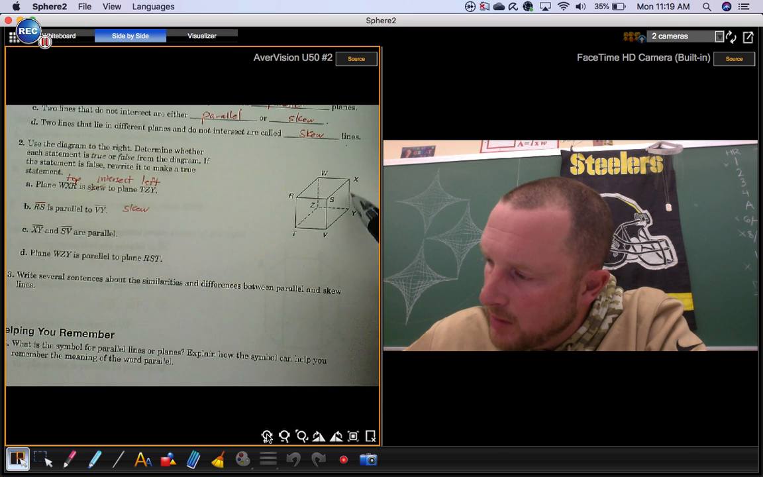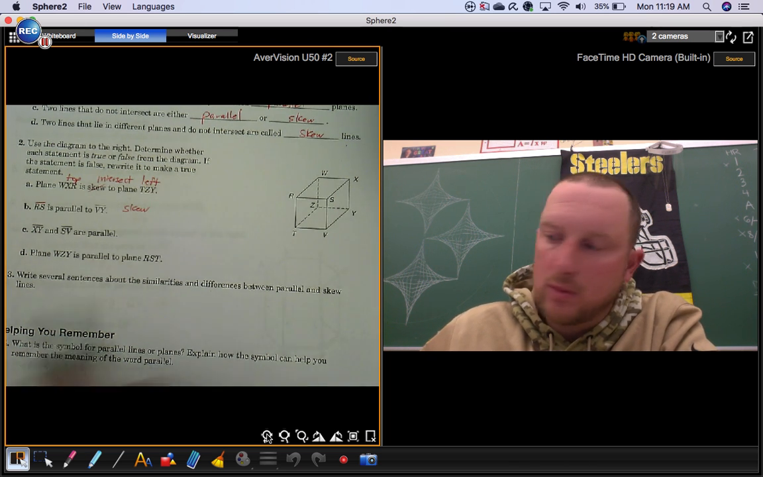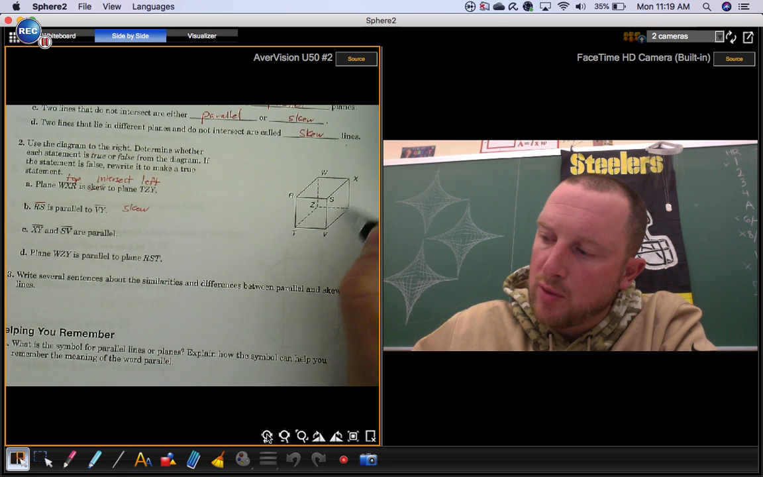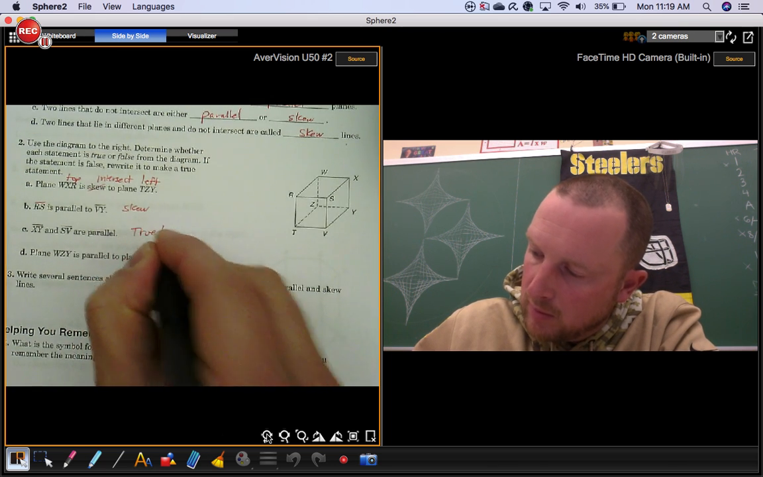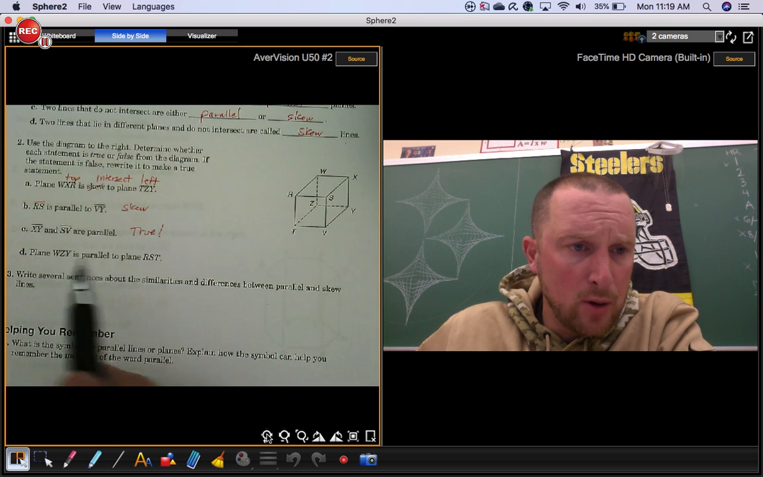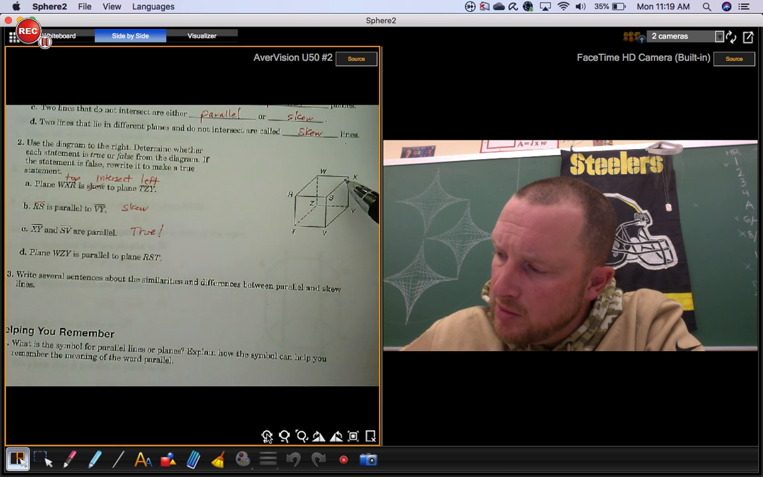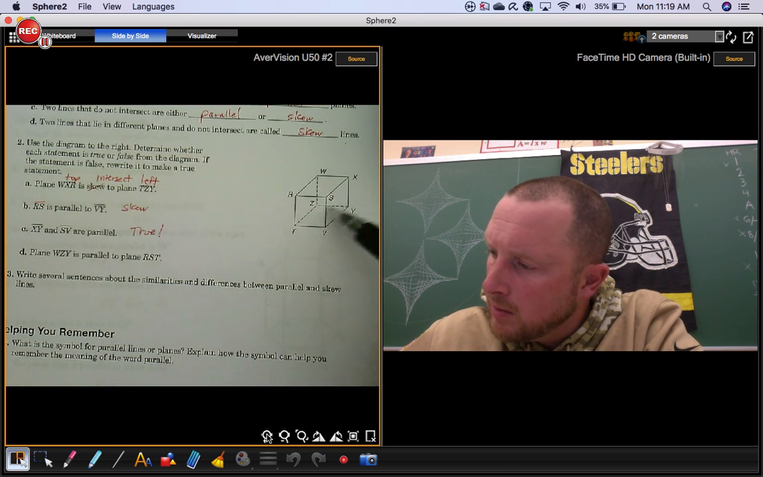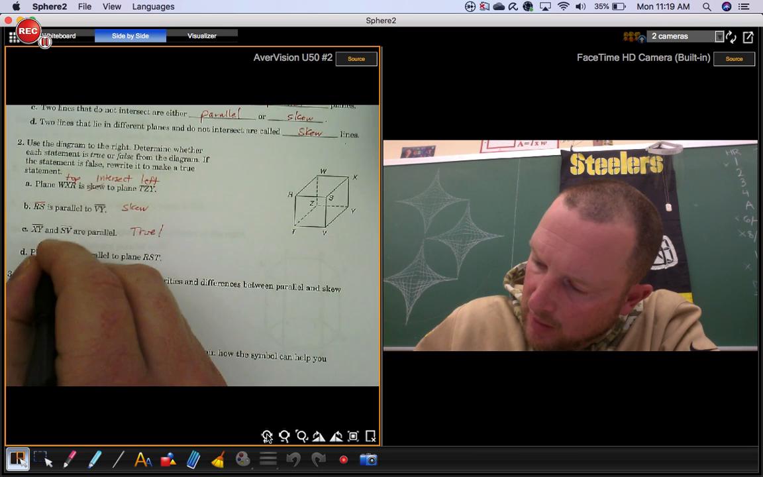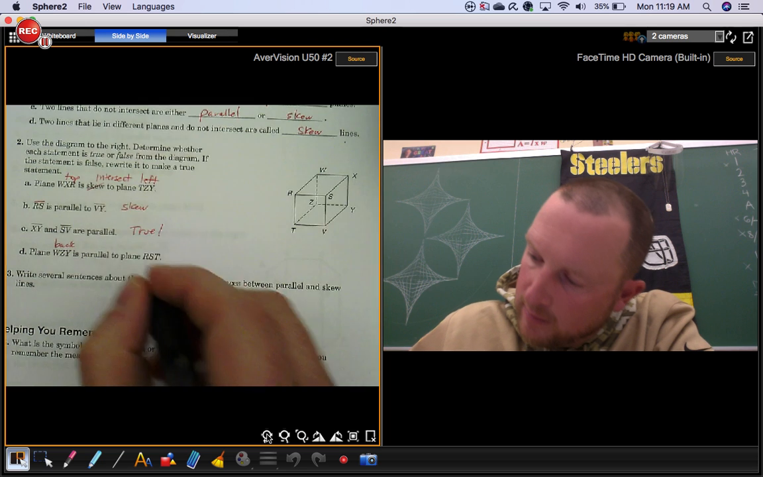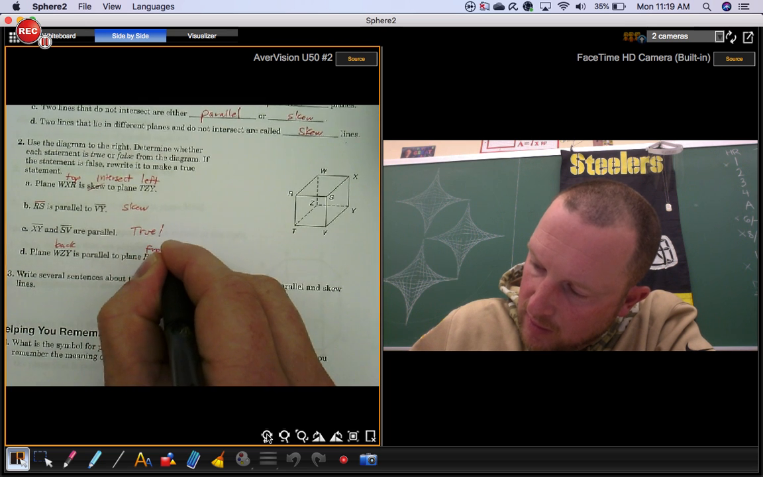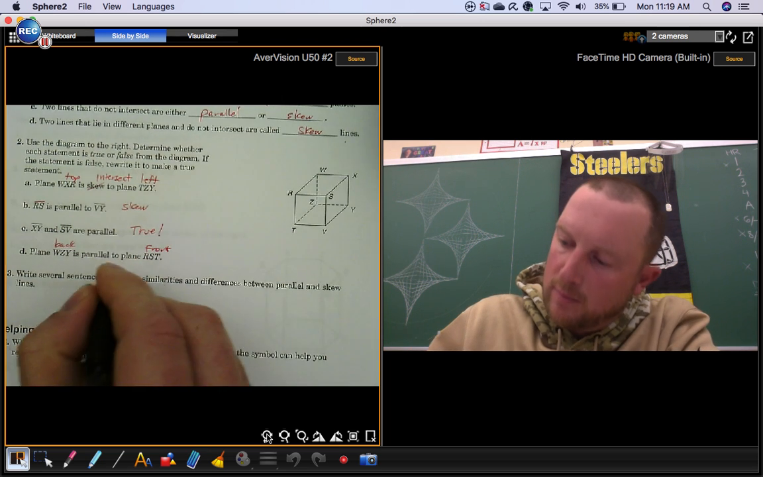Part C. Segment XY and segment SV are parallel. That's true. They're both in the same plane. That's the plane on the right. Part D. Plane WZY, that's the back of the figure, is parallel to plane RST. That's the front of the figure. That's true.